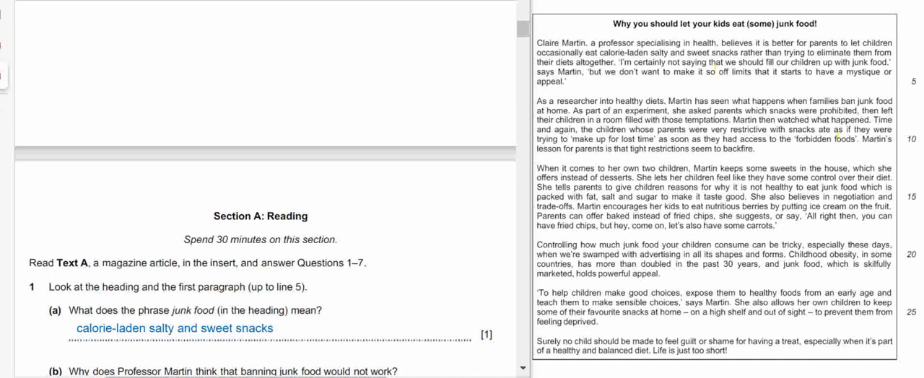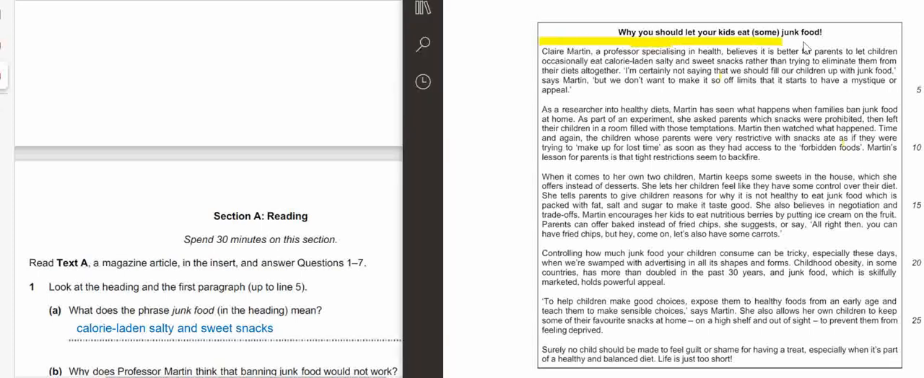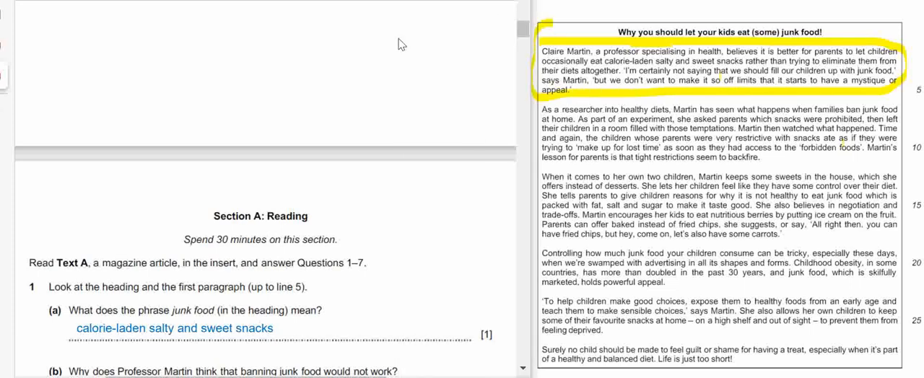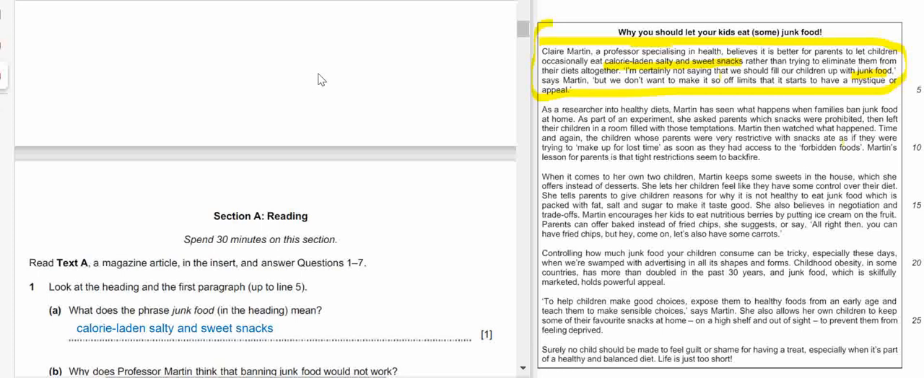Here's the explanation. If you see lines 1 to 5 here, junk food means a calorie-laden, salty, and sweet snack. That's the definition of junk food. We hope it's clear. Now we see question 1b.